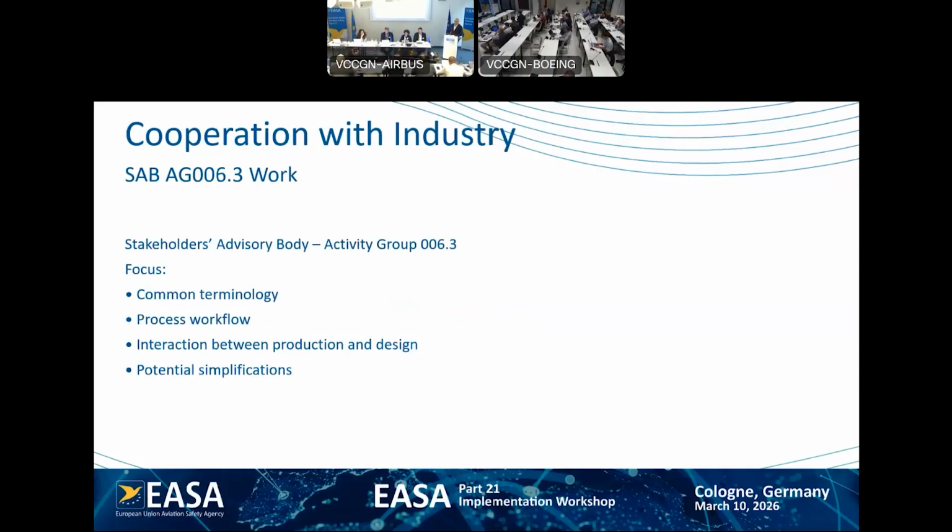We have also initiated cooperation with the industry within the stakeholder advisory body activity group 006.3. The focus is to define a common terminology and a process workflow, the scope of which is larger than the DORA review item, which was only about the DOA privilege, to clarify the interaction between production and design, and to introduce additional simplification to the process. The objective is to provide essentially advice for possibly a rulemaking task in the future.